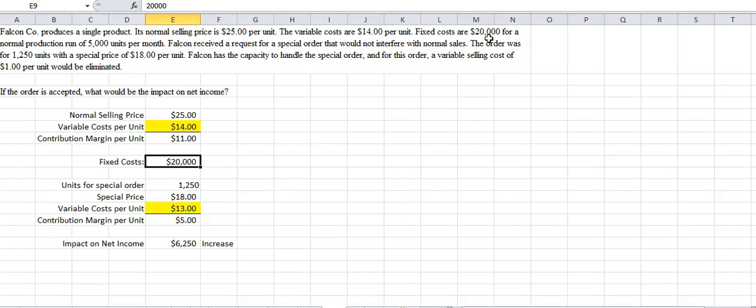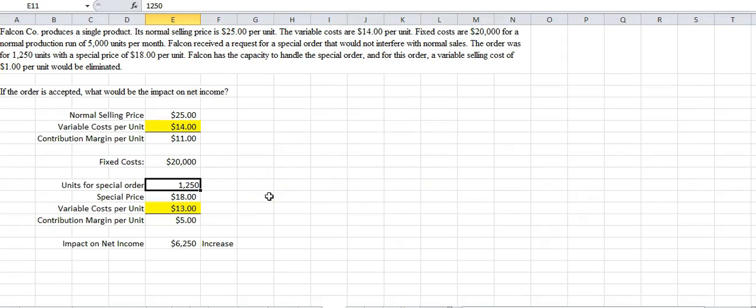So do I want to do this? Well, the first question is, if I sell this at $18 per unit, is that going to upset my regular customers, the ones that pay $25 per unit? And if the answer is no, if they have no way of finding out, then we start doing the analysis. And it says here that it would not interfere with normal sales. So it's not going to upset them.